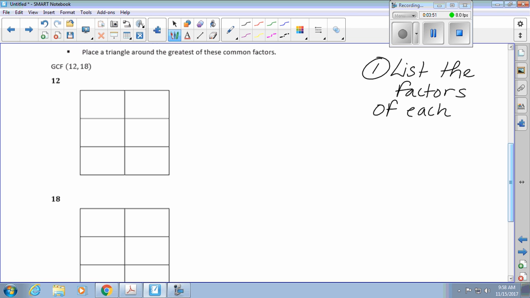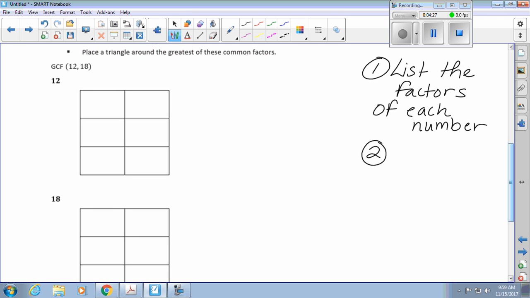Step 1: list the factors of each number. And step 2, we'll get to in a minute. So we have the number 12. Let's think of all of the things we can multiply to get 12. Who knows the most basic one? I got to call on Jasmine because she's answered like 35 questions. No, just say the easiest one. 6 times what? 2. Okay, that's an easy one. Or 2 times 6, okay.